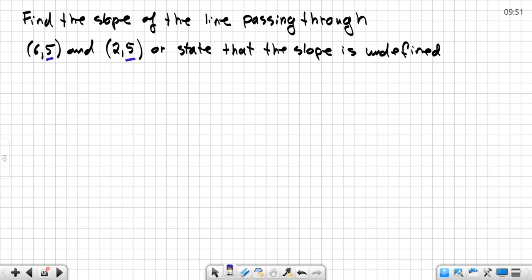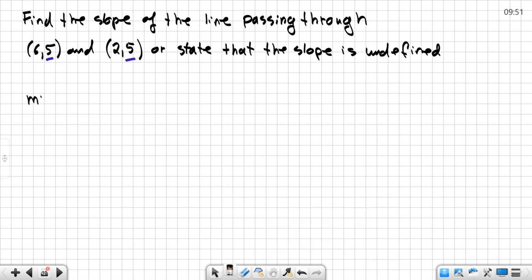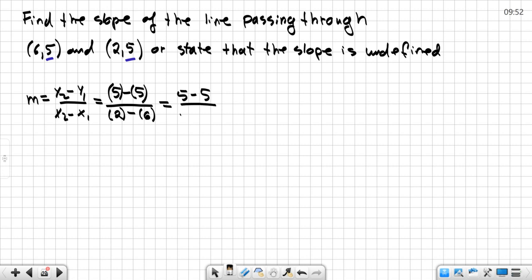So, I have now again 2 possibilities. I could use my formula. m is equal to y2 minus y1 divided by x2 minus x1. I could substitute my values in. 5 minus 5 divided by 2 minus 6. And what will I get? Well, I will get 5 minus 5 divided by 2 minus 6, which is 0 divided by -4, which is 0. Good, that is one way.